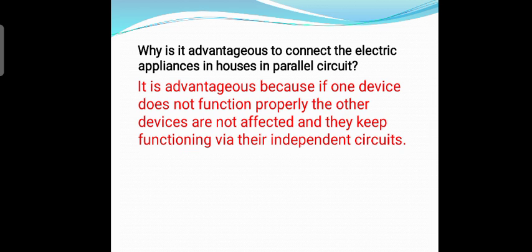Now why is it advantageous to connect the electrical appliances in houses in parallel circuit? Students, in our house we have a lot of electrical appliances and all are connected in a parallel circuit. It is advantageous because if one device does not function properly, the other devices are not affected and they keep functioning via their independent circuit. So this is the advantage of having parallel circuits in our household appliances.